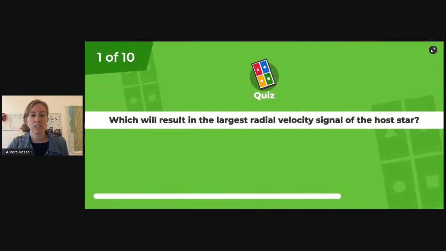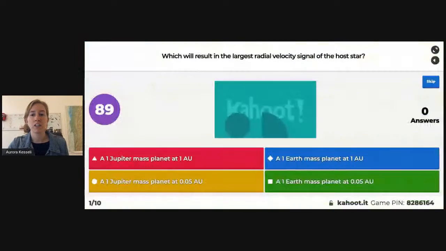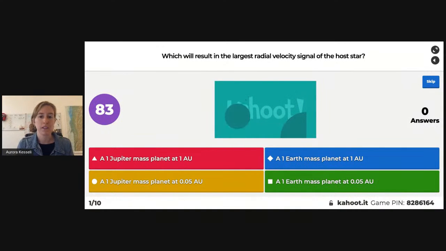So the first question is, which will result in the largest radial velocity signal of the host star? A 1 Jupiter mass planet at 1 AU, a 1 Earth mass planet at 1 AU, a 1 Jupiter mass planet at 0.05 AU, or a 1 Earth mass planet at 0.05 AU.